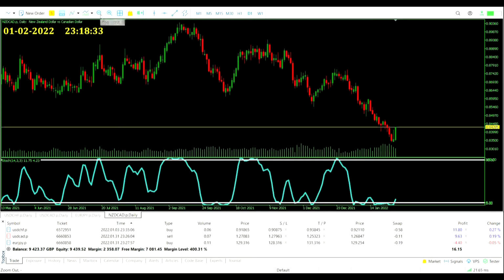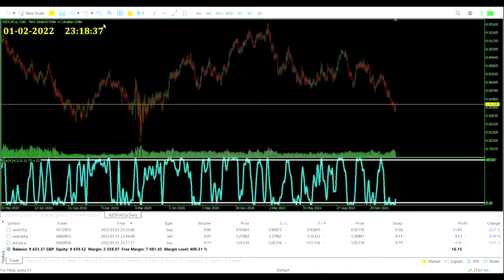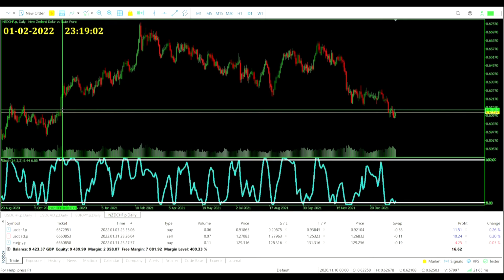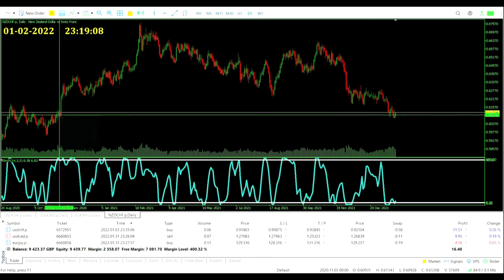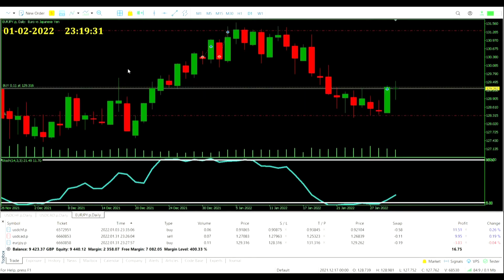Same with the New Zealand dollar CAD as well. It is at a low. It's bounced out of the oversold area. But if you zoom out, you can see it hasn't been at this price level since May 2020. No trade for us there. And finally, that is the same with the New Zealand dollar Swiss franc. But this time, the last time it was at that price level, November 2020, still more than a year. No trade. Got to keep that risk managed.